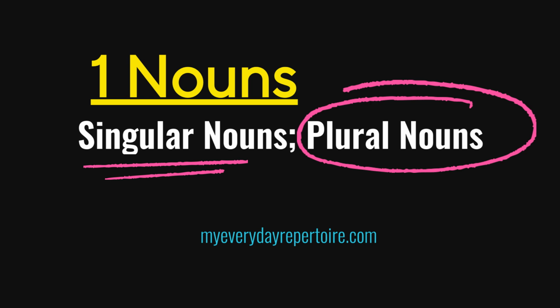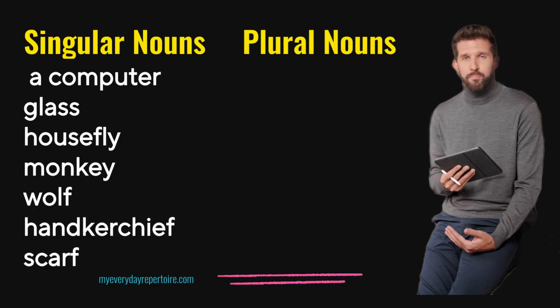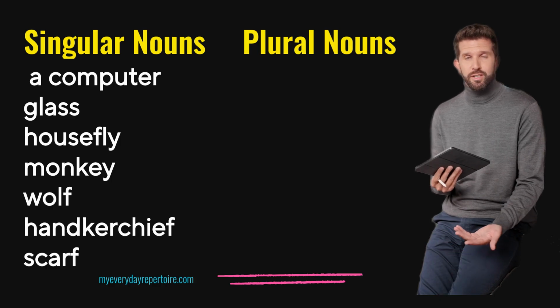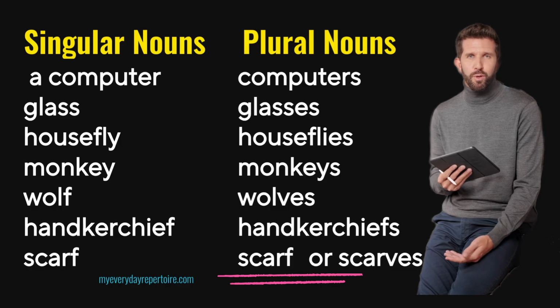What are singular and plural nouns? In English, nouns can be singular or plural. When you're talking about just one person, place, or thing, you use a singular noun. When you are talking about two or more, you use a plural noun.